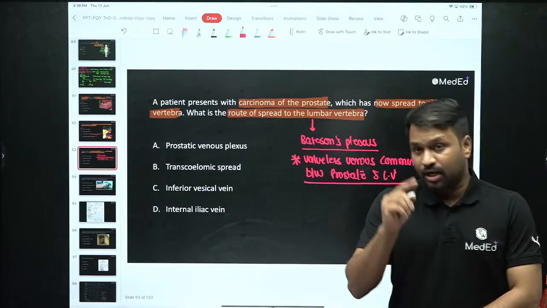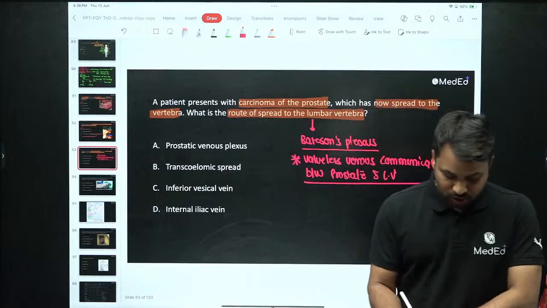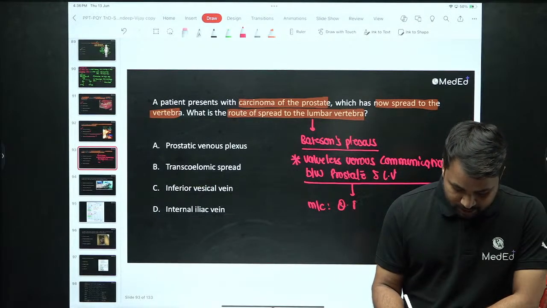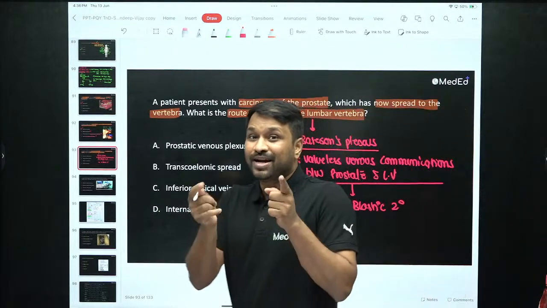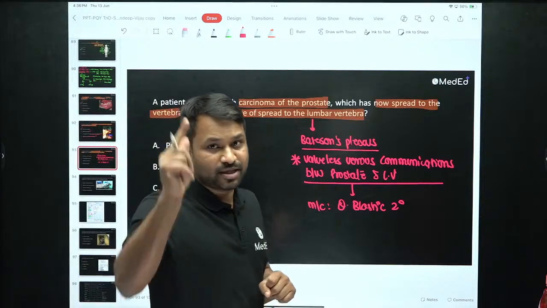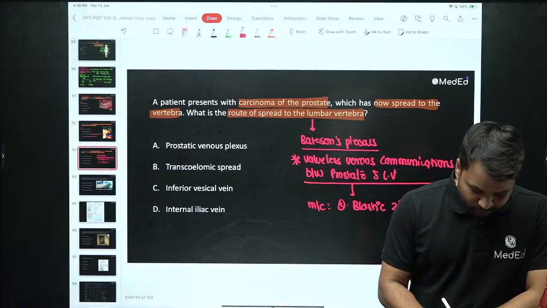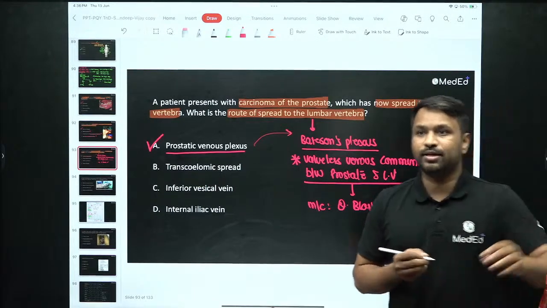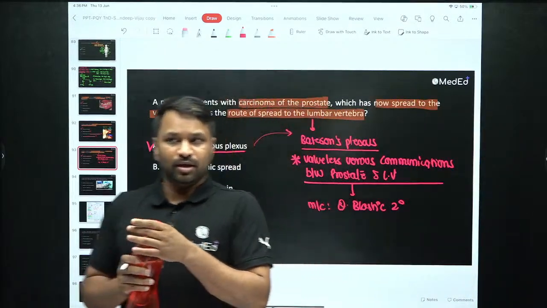Batson's plexus is also responsible for the spread to the vertebrae in breast cancers. Remember, in prostate cancer, the most common type of secondaries is osteoblastic secondaries. But when it comes to breast, osteolytic secondaries are more common when compared to osteoblastic secondaries. Do not forget that as well. So here it is going to spread because of the prostatic venous plexus, which is nothing but your Batson's plexus. The answer here is going to be A. Absolutely correct. Right? Correct, guys.